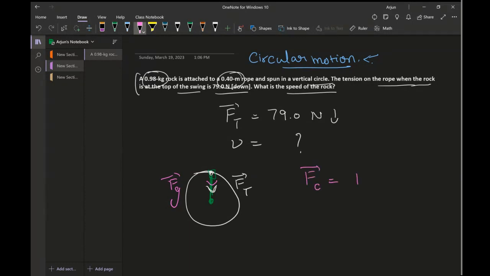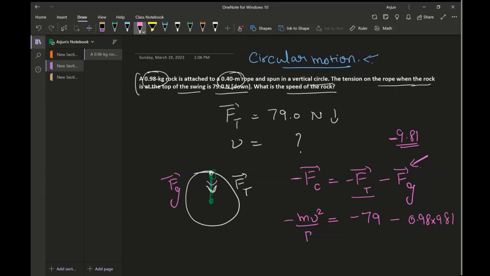Fc will be equal to minus Ft and minus Fg, and this is equal to negative of Fc. Notice we won't consider the 9.81 as negative in this case because I've already taken the direction for the force. Now Fc is equal to mv square upon r. This is negative, and this is Ft, which is negative 79 newtons, and minus Fg, which is 9.81 times the mass. Mass is 0.98 multiplied by 9.81. That's how I'm going to write it.